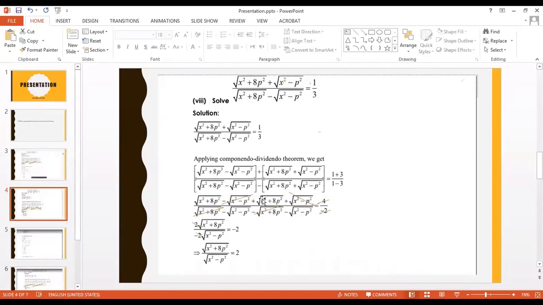Then the like terms that remain, we will add them. These are present 2 times, 2 square root x square plus 8 p square. Then afterwards we will also add these, with the minus sign, minus 2 square root x square minus p square. On this side 3 plus 1 is equal to 4, and 1 minus 3 is equal to minus 2. We will also cut it, like 2 ones are 2, 2 twos are 4. This minus sign will be put with the 2, so minus 2 will come.